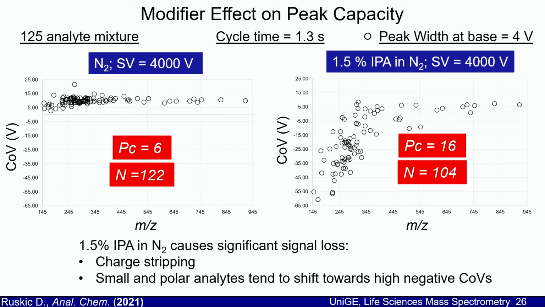So why would we need that dimension if we lose information? The reason is that IPA is a highly basic solvent in the gas, and due to charge stripping, it wipes out your signal. Second of all, some analytes are shifting a lot, so exceeding the range of the DMS scan. This is another reason why we lose information.